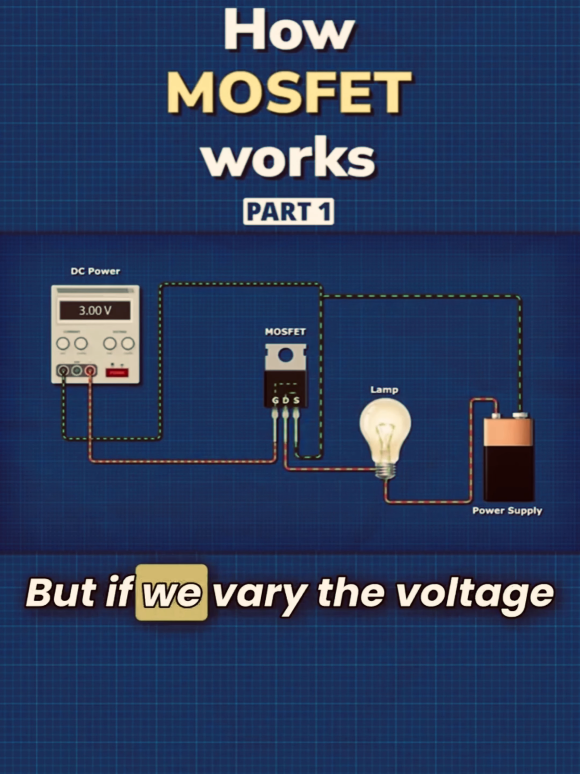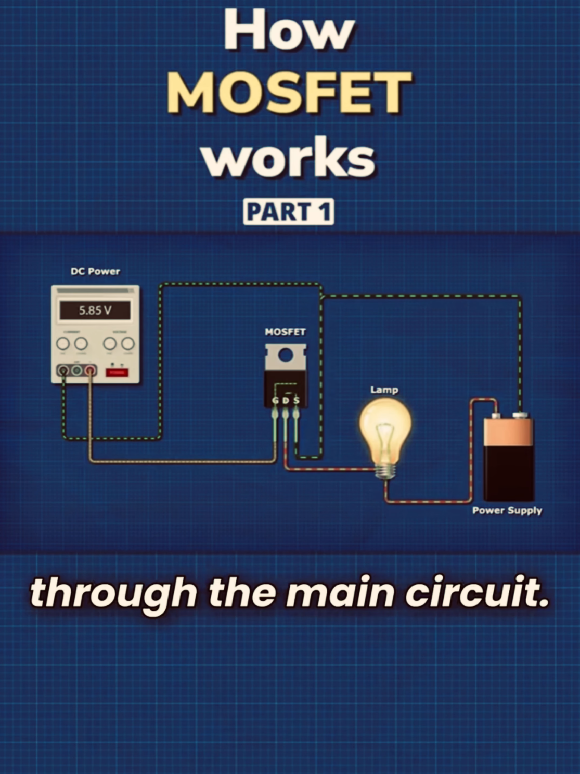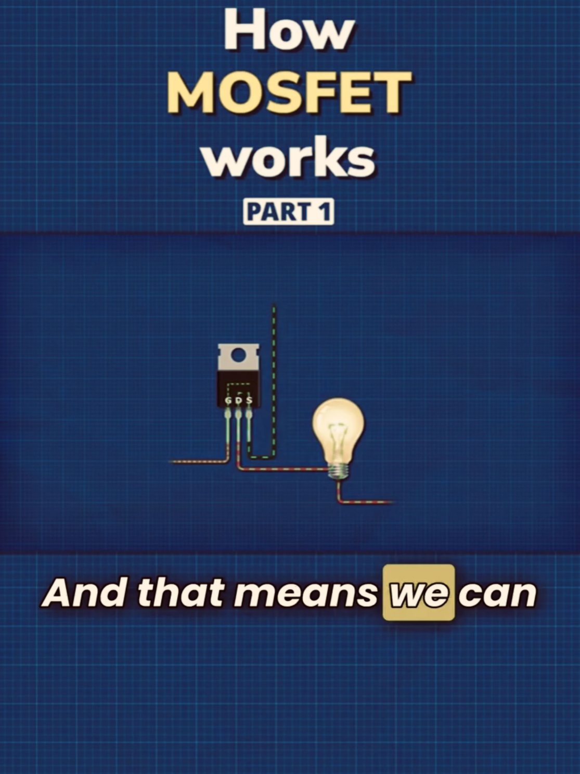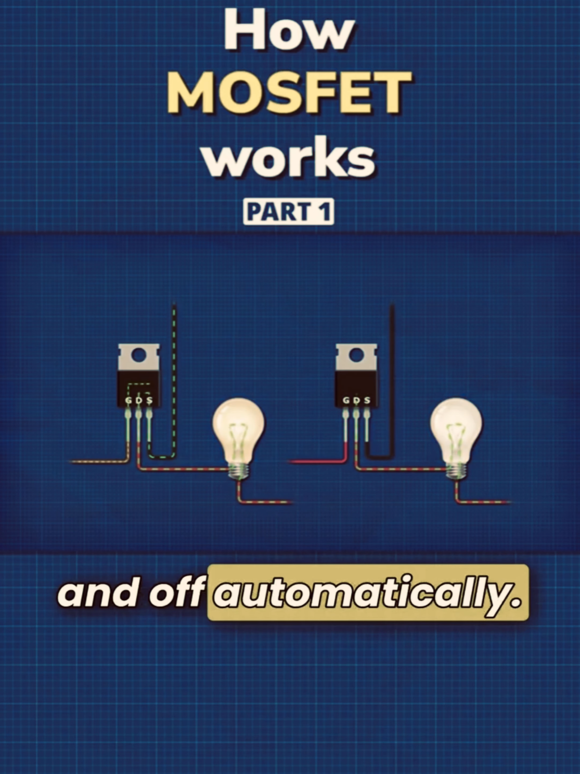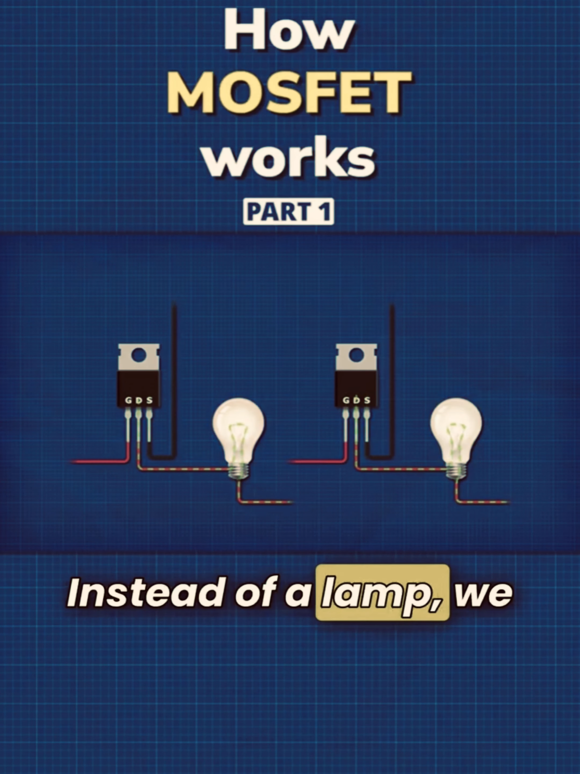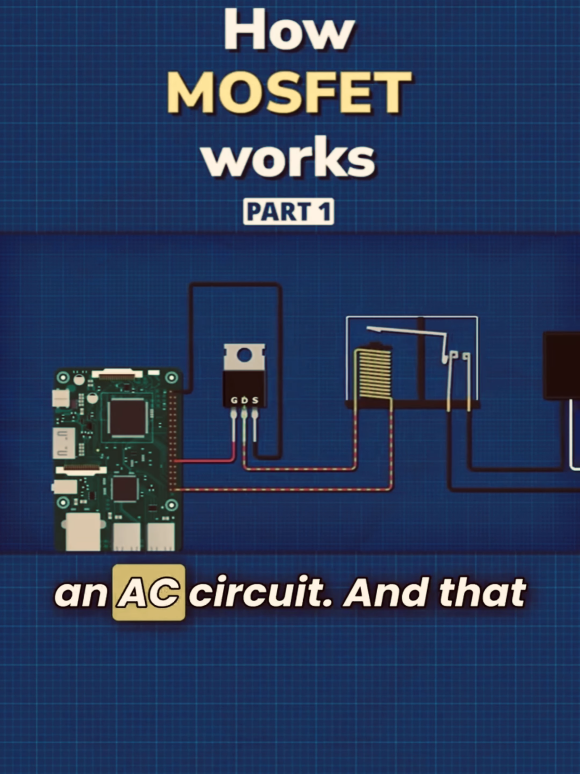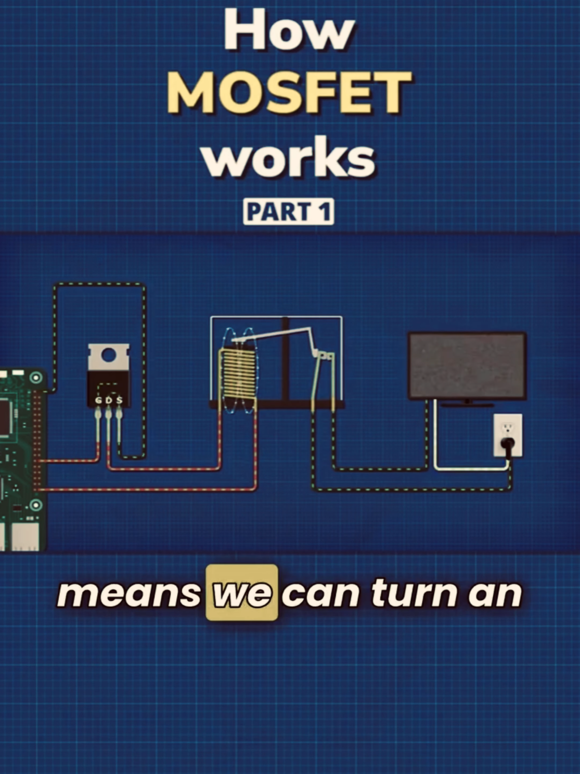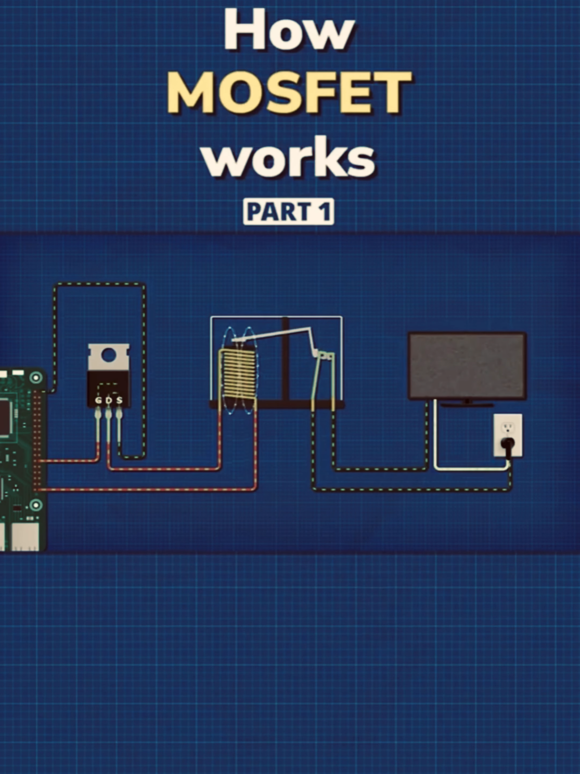But if we vary the voltage on the gate pin, we can vary the current flowing through the main circuit. And that means we can also dim the lamp as well as turning it on and off automatically. Instead of a lamp, we could control a relay, and the relay can control an AC circuit. And that means we can turn an appliance on and off automatically and even remotely.